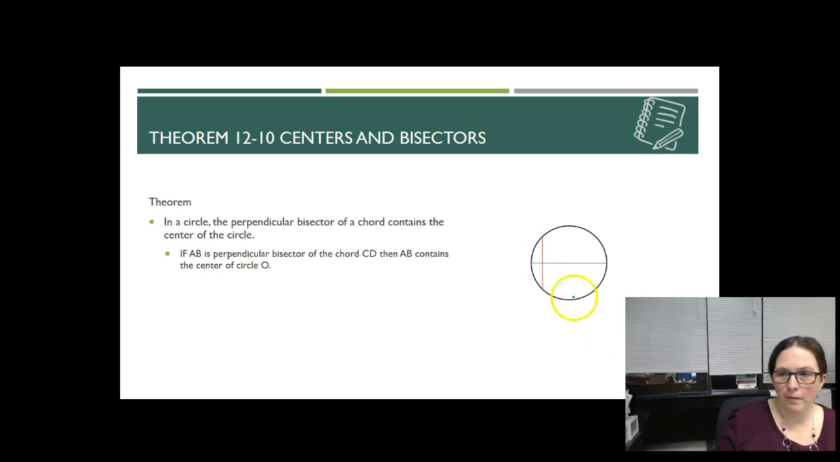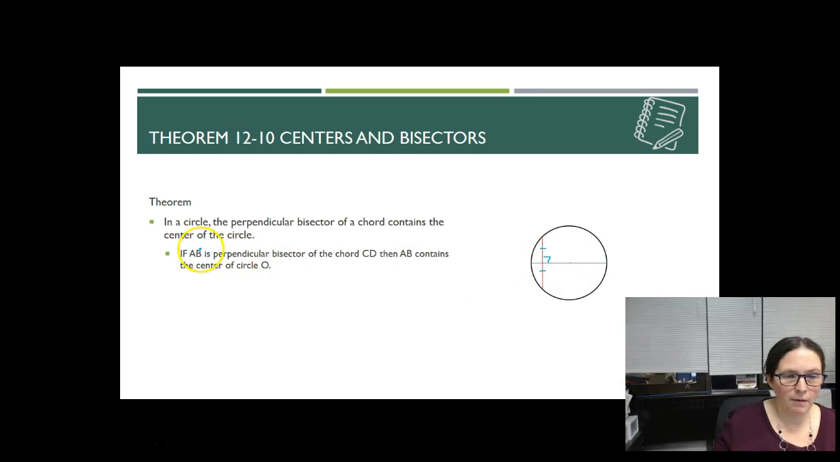Then the second one that we have brought ourselves up to today, it talks about the centers and those bisectors again. If you have a diameter and it is a perpendicular bisector of a chord, so that means that it's both perpendicular and bisected that chord, somewhere along this line will be the center point of the circle.